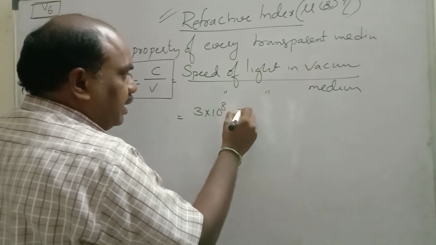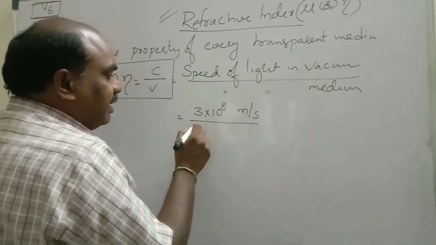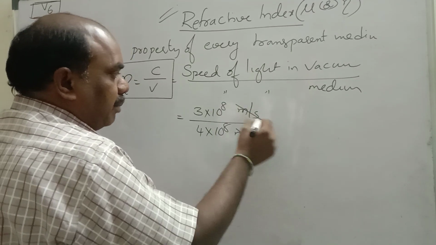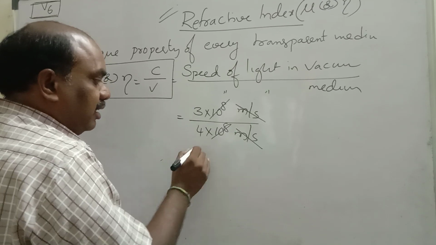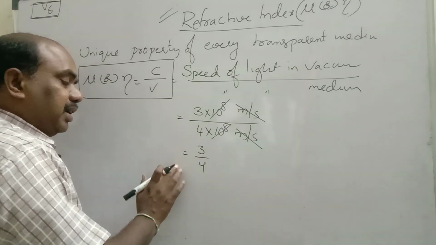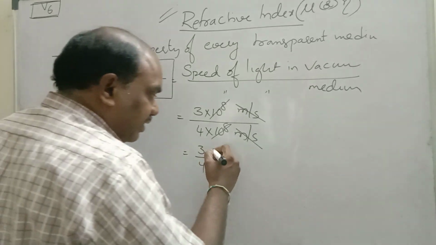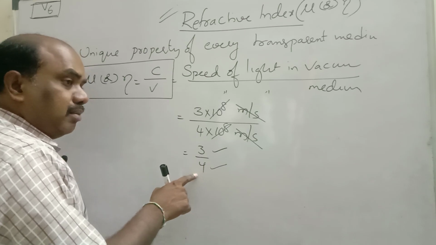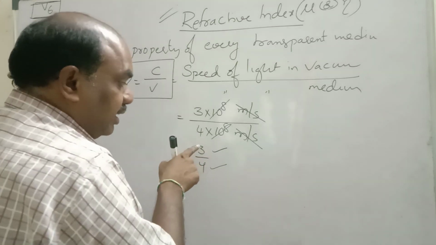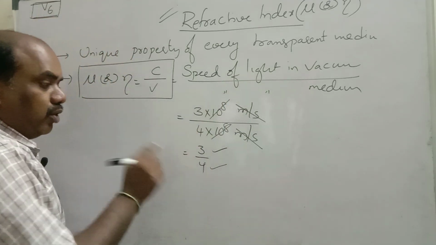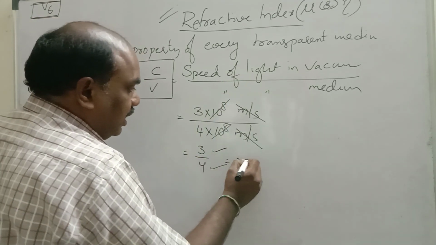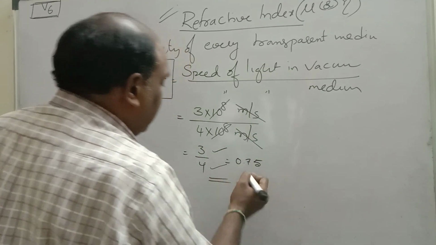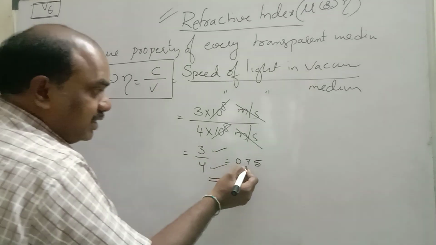What is the speed of light in vacuum? 3 into 10 power 8 meter per second, by, let us consider in a given medium, let it be 4 into 10 power 8 meter per second. Meter per second cancels, 10 power 8 cancels. 3 by 4. What does it mean? It means 0.75. There are no units, since meter per second cancels. That means the refractive index is 0.75.